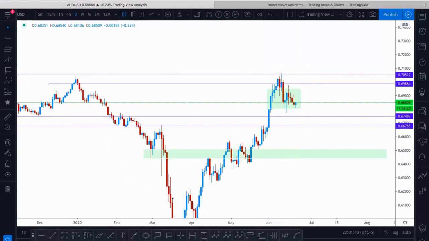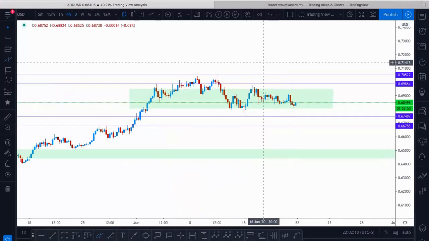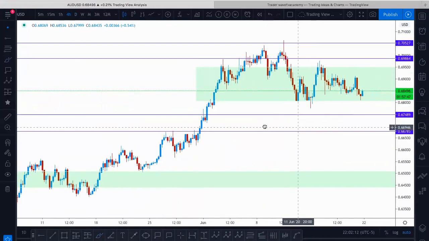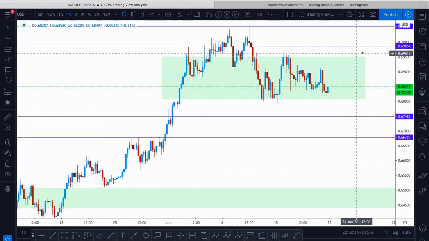So again, ideally, I would be looking for the price to revisit these areas here, or if we get the break above resistance, sorry, I'll be looking for the market to revisit these highs, and then from there, a potential short could be taken back into these support zones. So ideally, I wouldn't be looking for too much outside of just trading in between these zones when it comes to the Aussie USD.